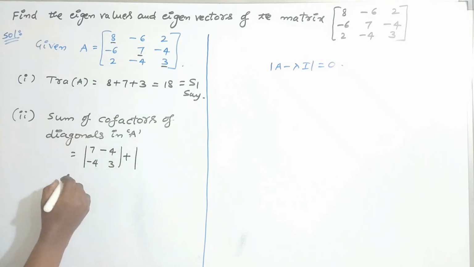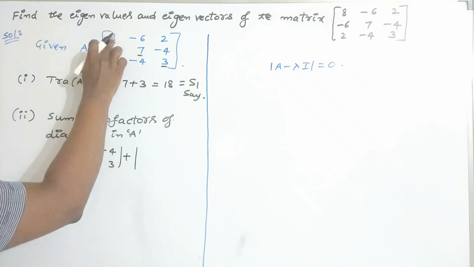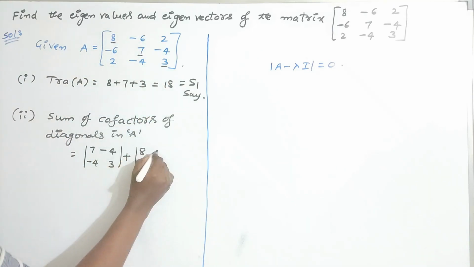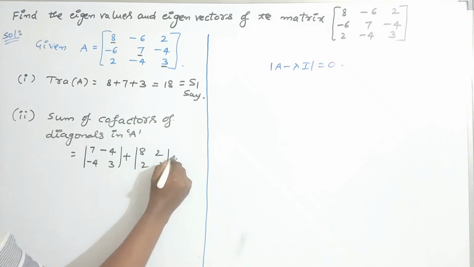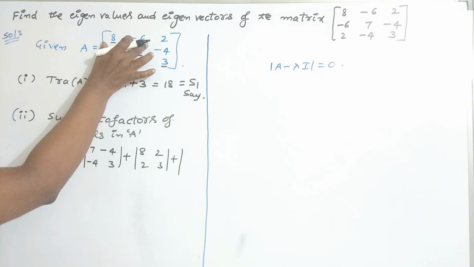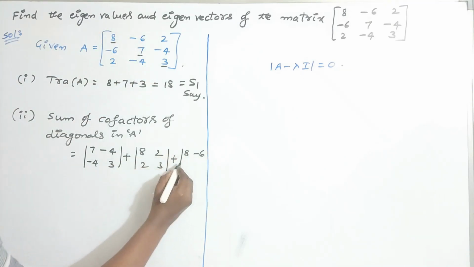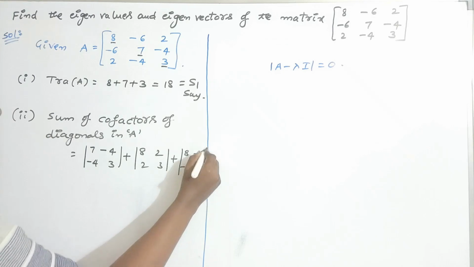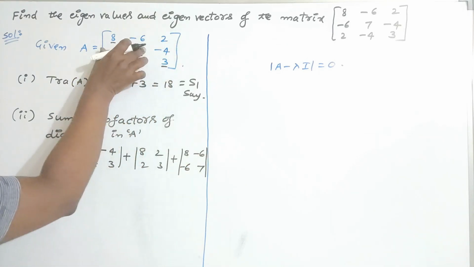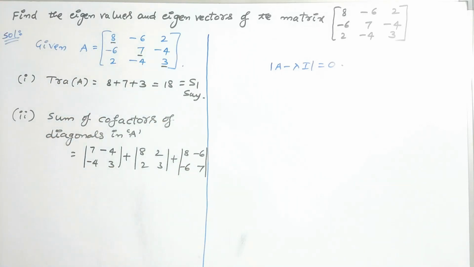Next, cofactor of the second diagonal. Look at the corner elements 8, 2, 2, 3. Plus cofactor of the last element. See the first part: 8, -6, -6, 7. Cofactor is nothing but just you can close that row and column, you will get your 2 by 2 matrix. The determinant of the 2 by 2 matrix is called the cofactor.